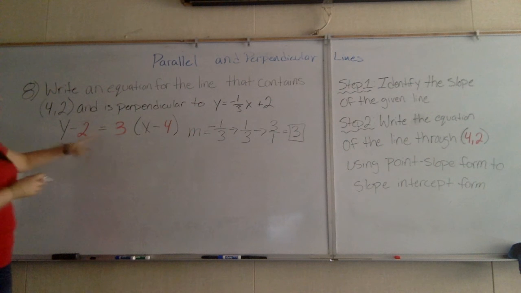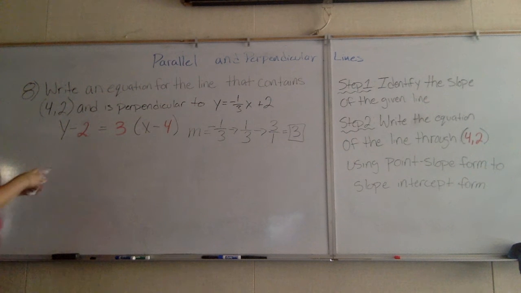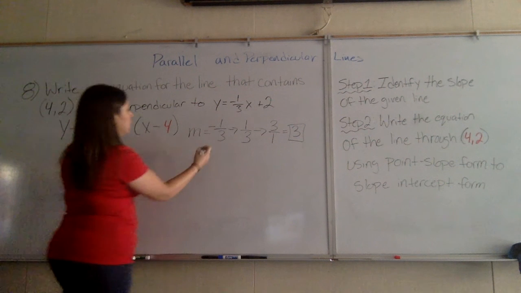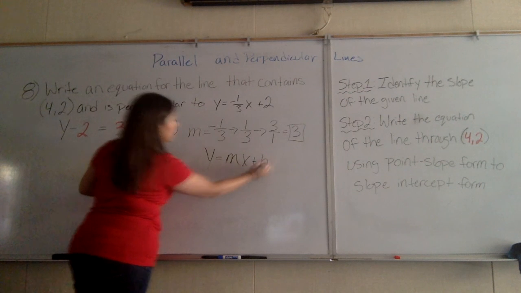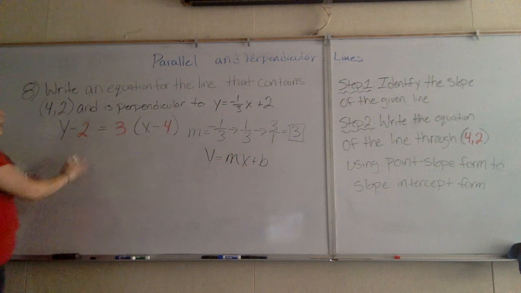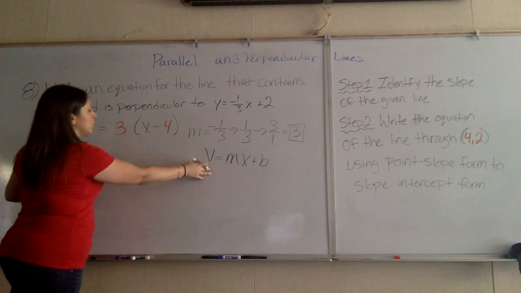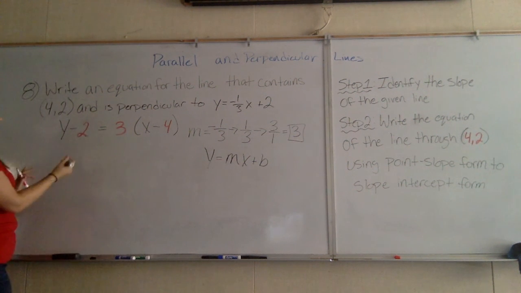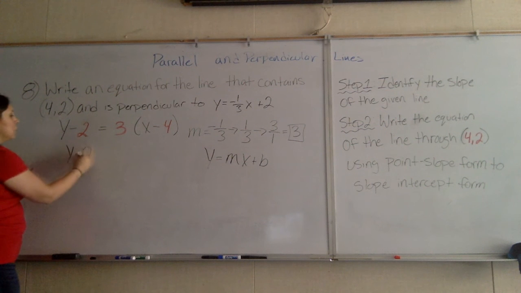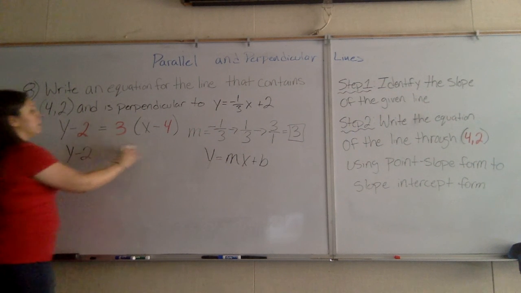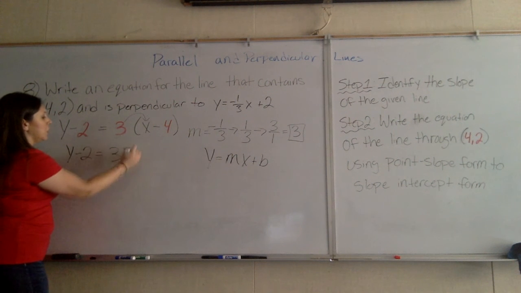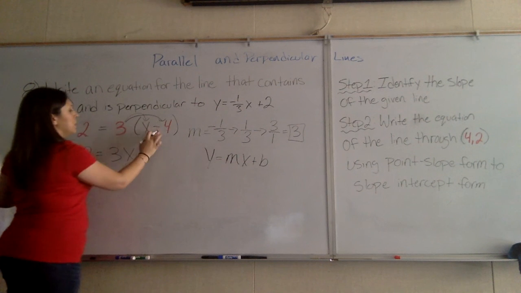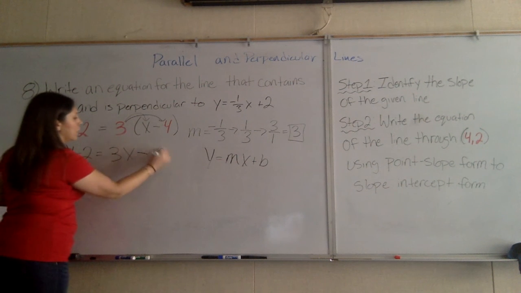From here, I can move on to the final step, which is to distribute and change it into my slope-intercept form. So slope-intercept form, I'm looking for y equals mx plus b. So I need the y all by itself. I also don't have any parentheses in slope-intercept form, so we're going to distribute that too. So I get y minus 2, nothing's happening on the left-hand side. I'm going to distribute my 3. So 3 times x gives me a 3x, and 3 times a negative 4 gives me a negative 12.